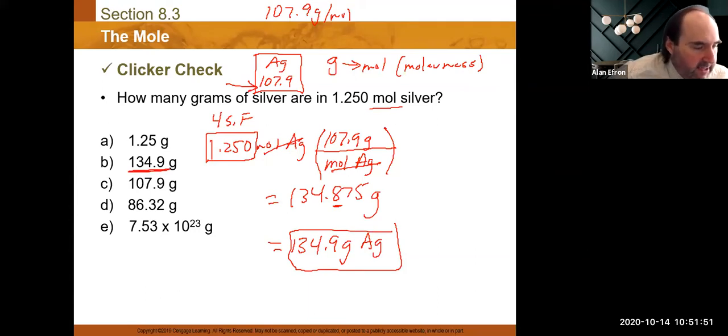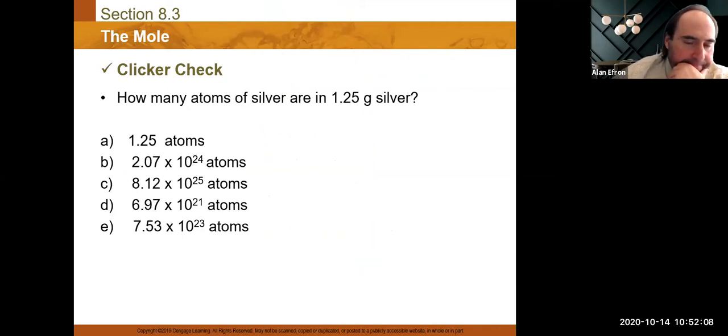Question on that calculation there? Okay, why don't you try the next one that you got, which is how many atoms are there in 1.25 grams of silver? And again, 107.9 for silver.